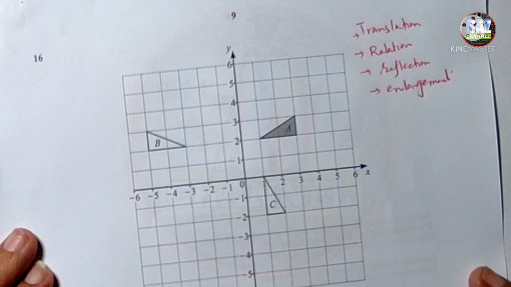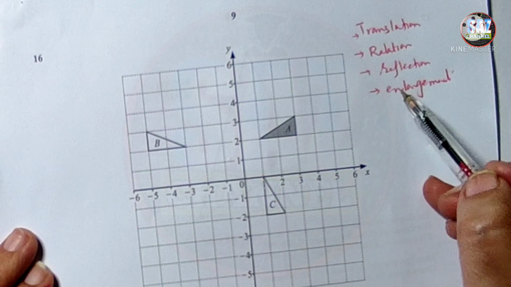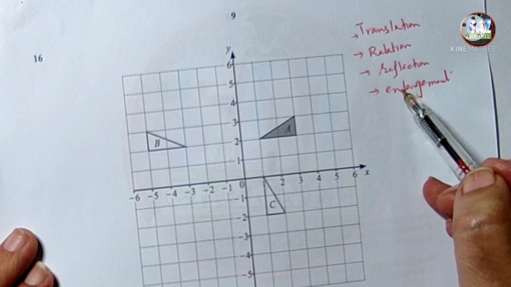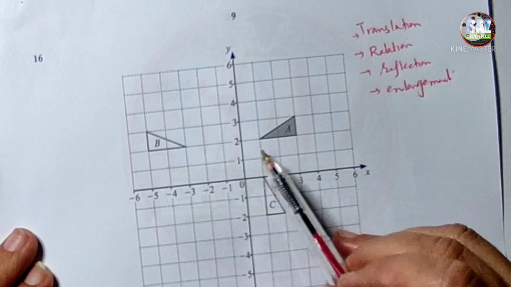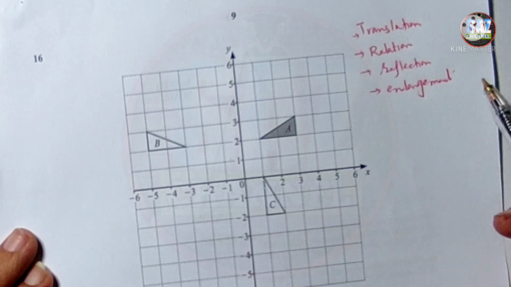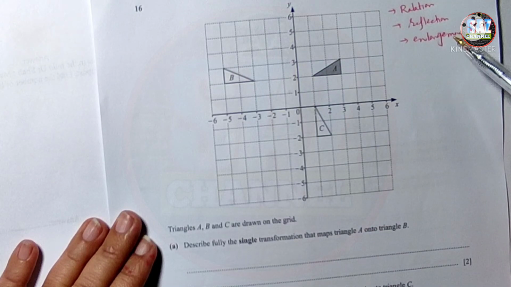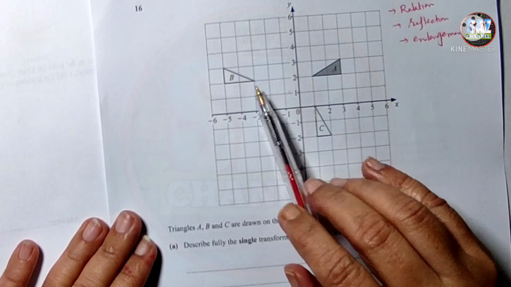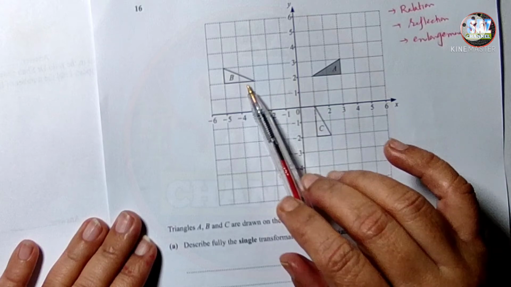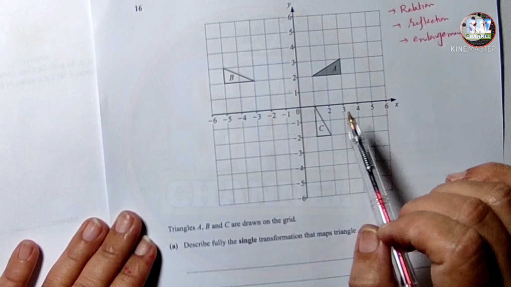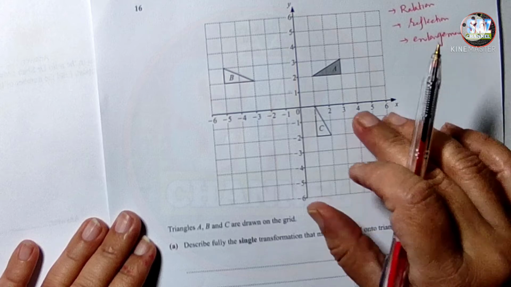Train your mind how to decide what type of transformation it can be. Look, the shape is not changing the size. Both the shapes have almost the same size. The shape has not changed the size, so it can be either translation or reflection, but you can see that both the shapes are facing each other at the same level, so it's a reflection.